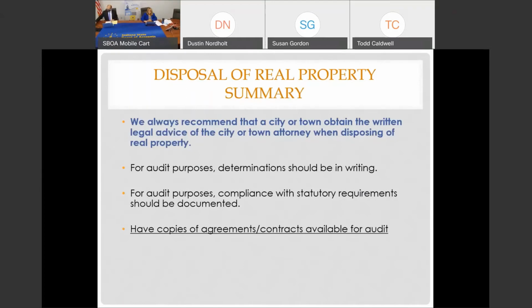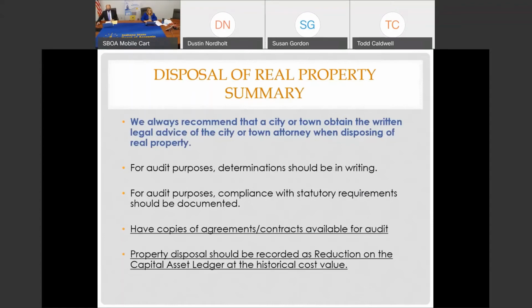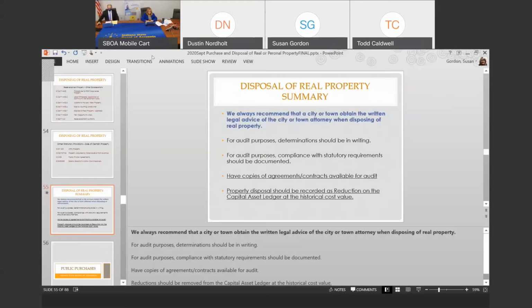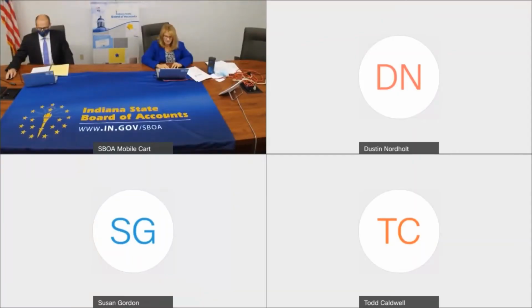That's underlined because it was not in my original slides. And the property disposal should be recorded as a reduction on the capital asset ledger at the historical cost value. And that you would also need to add to your slides because I did not have that originally. And that's all I have on the disposal of real property. I will turn it over to Todd to continue on with personal property.